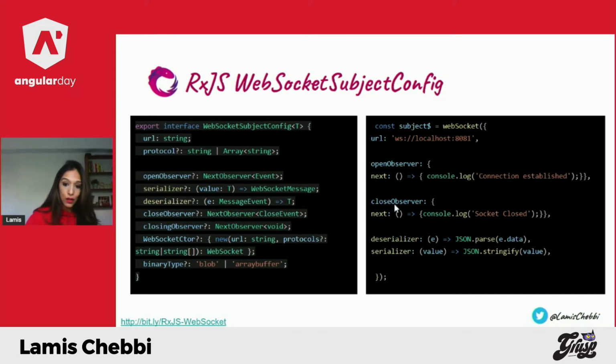Here, for the closure of your connection, you use the property close observer, and you provide your process. For the deserialization and serialization, by default, JSON.parse is used to deserialize the data. For serialization in the other way, for outgoing messages, stringify is used. And you can put here your custom serialization and deserialization functions, okay?